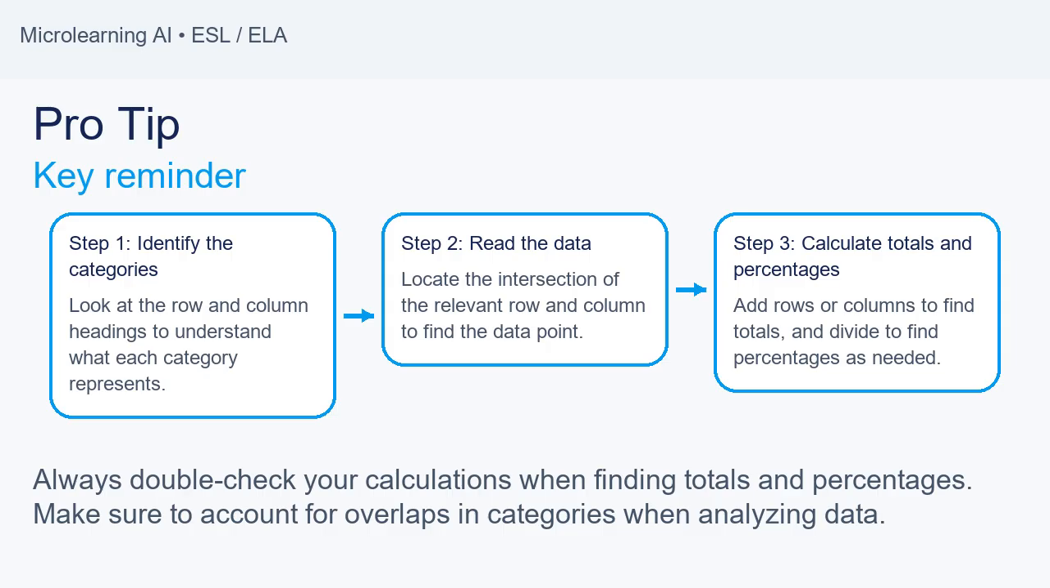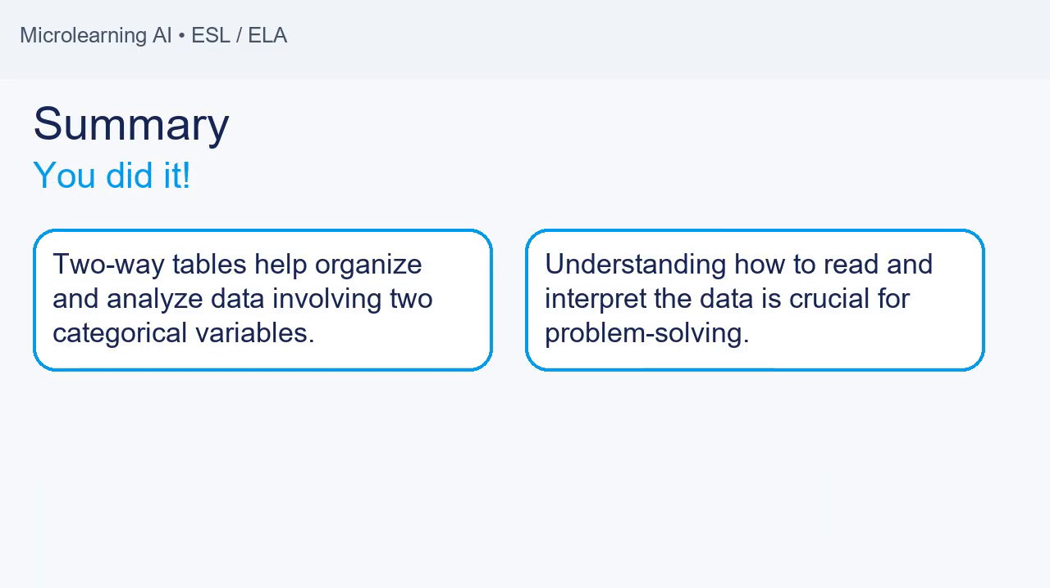Pro tip: always double-check your calculations when finding totals and percentages. Make sure to account for overlaps in categories when analyzing data. Summary. Two-way tables help organize and analyze data involving two categorical variables. Understanding how to read and interpret the data is crucial for problem solving.